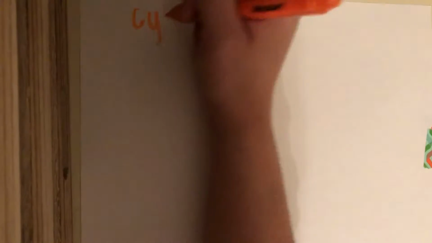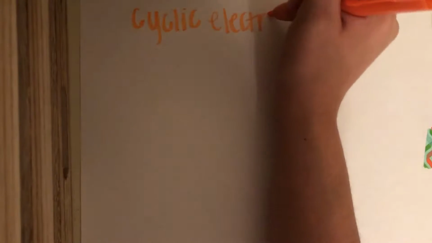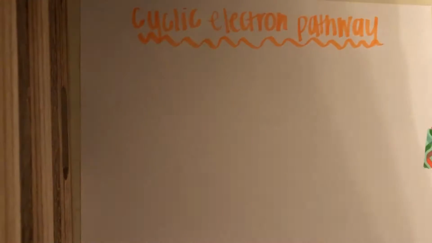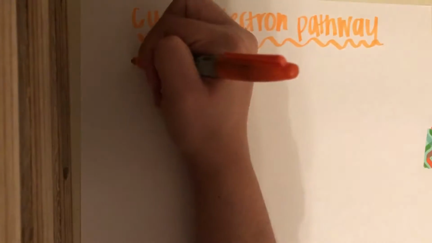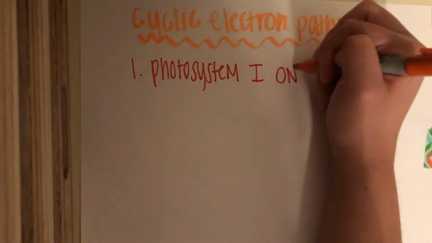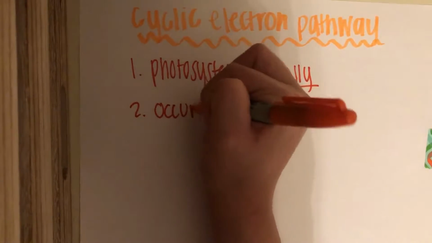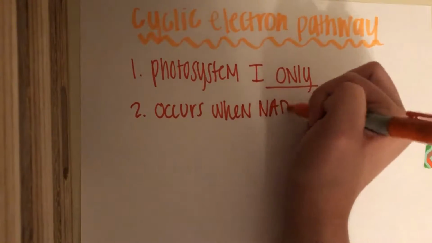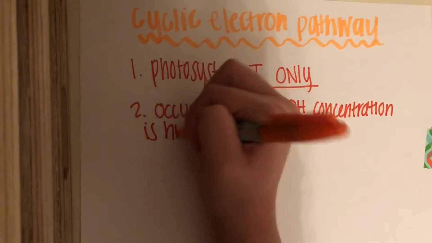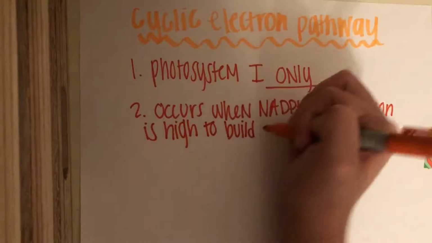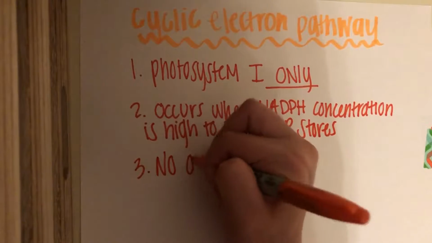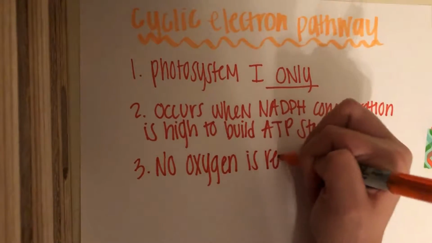In the cyclic electron pathway, it is cyclic because the electrons flow from the reaction center of photosystem 1 through the electron transport chain and then back to photosystem 1. There may not be sufficient ATP for carbon fixation, so these steps of cyclic electron transport make up for the imbalance. The basis of it is that, 1, photosystem 1 is used, 2, it occurs when NADPH concentrations are high, to build up ATP stores, and 3, no oxygen is released.